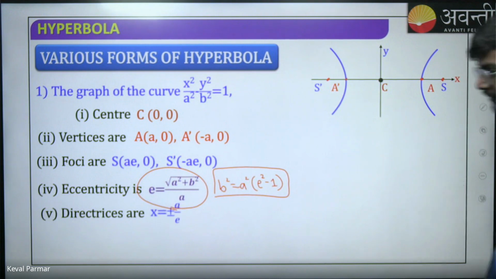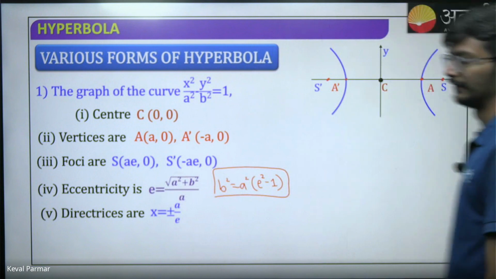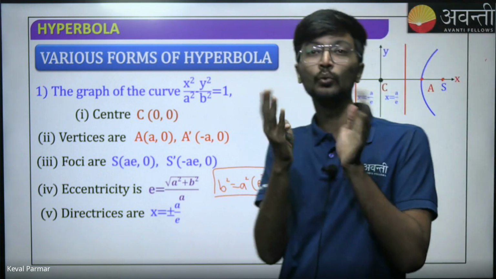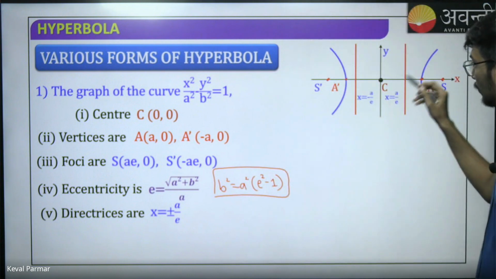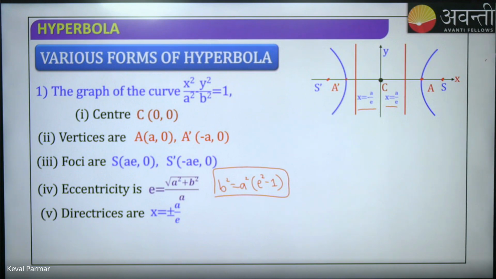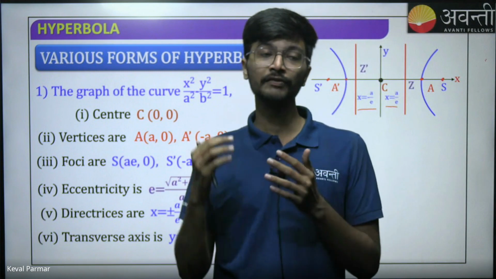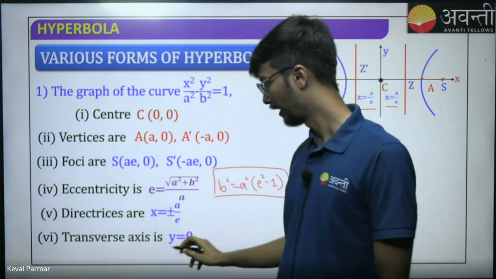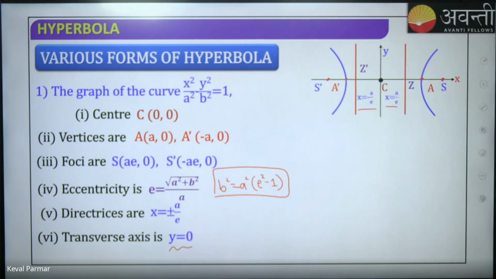Directrices. Directrices are x equals to plus minus a by e. Here the directrices are inside, or you can say towards the origin. That means these are directrices. This one is x equals to a by e and this is x equals to minus a by e. Transverse axis is y equals to 0. Transverse axis means the principal axis, which we also called the major axis. So that is x axis, whose equation is y equals to 0. Conjugate axis is x equals to 0.